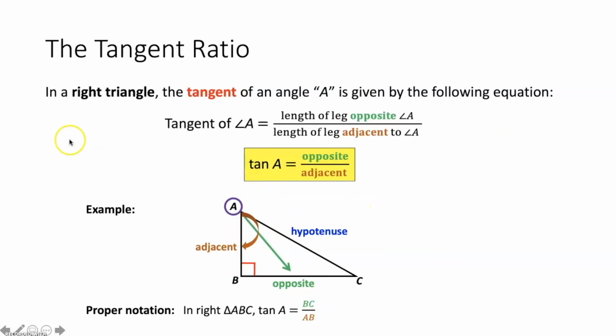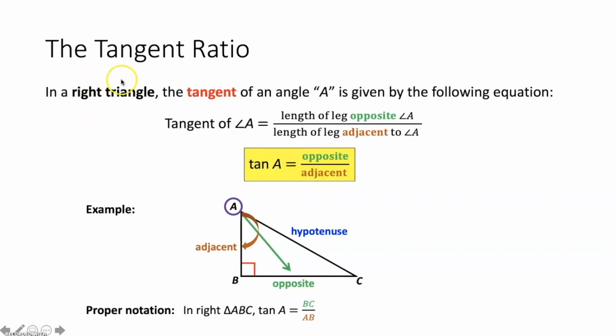Now, the tangent ratio says in a right triangle, the tangent of an angle A is given by the following equation. The tangent of angle A is equal to the length of the leg opposite angle A over the length of the leg adjacent to angle A. Or shortened, the tangent of angle A is equal to opposite over adjacent.